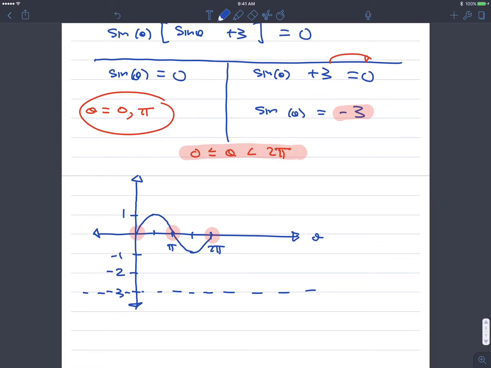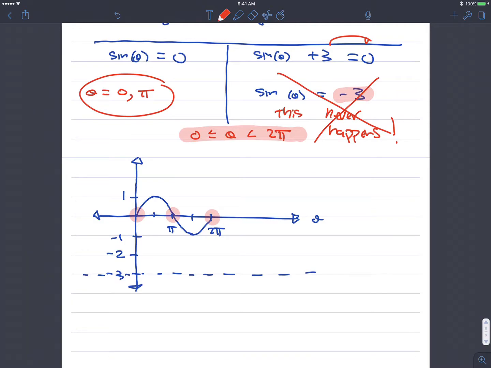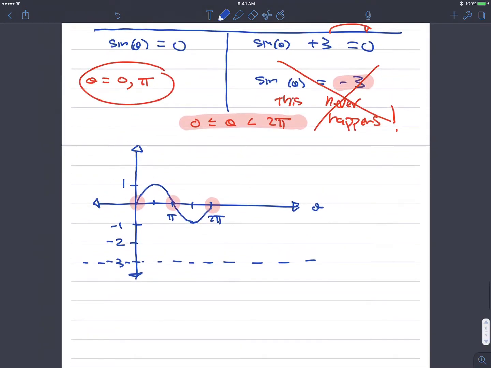So sine is actually never what? I'm going to write that down. This never happens. Sine is never -3. What does that mean? It means throw out this information. It's not valid. We don't consider that. Sine's never -3.